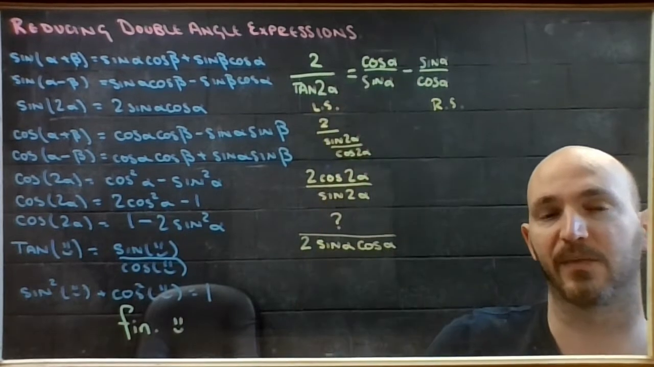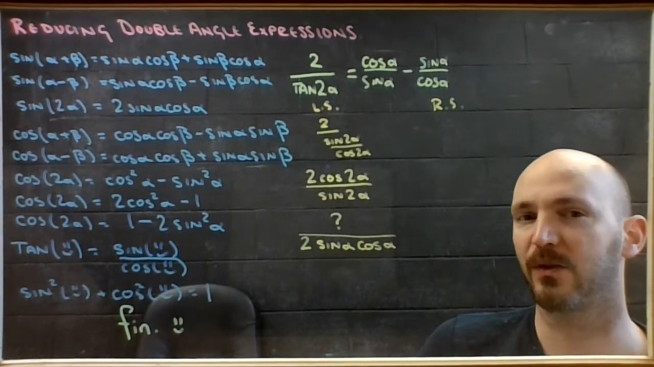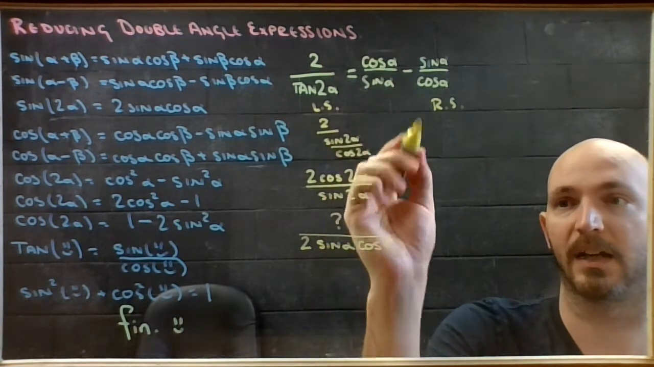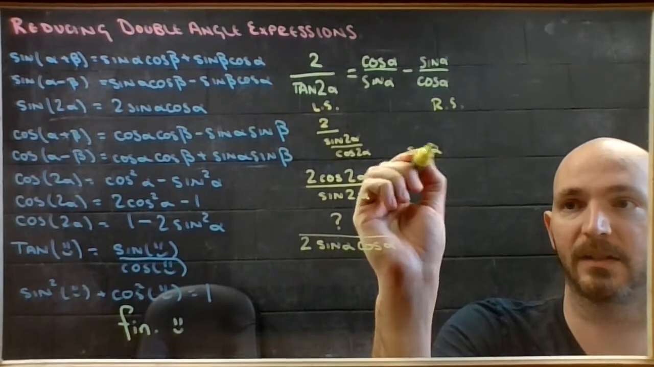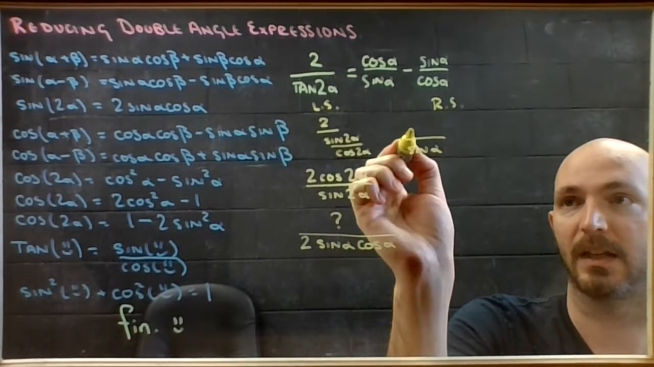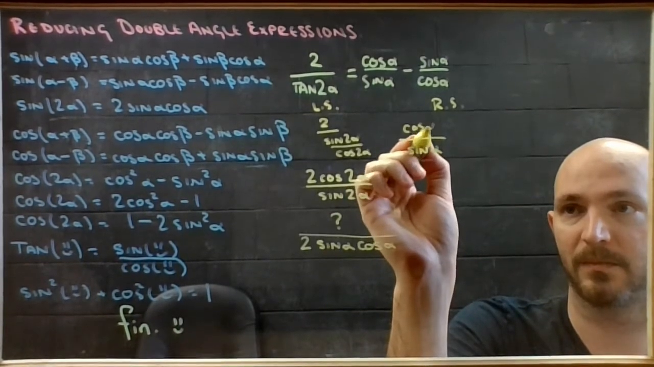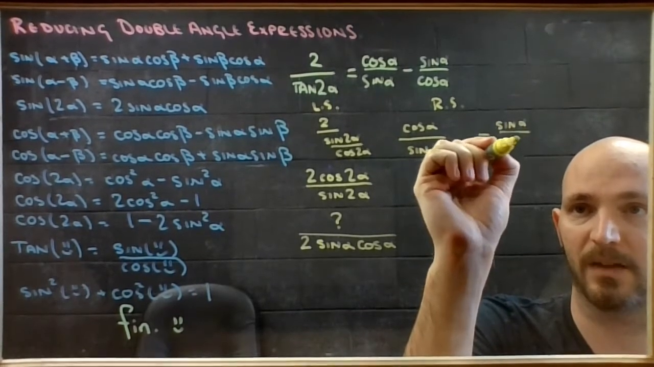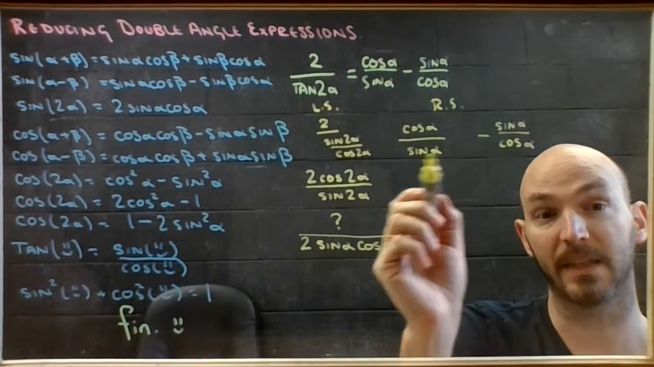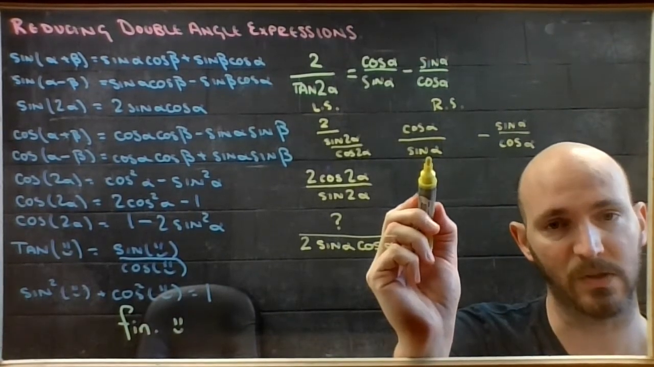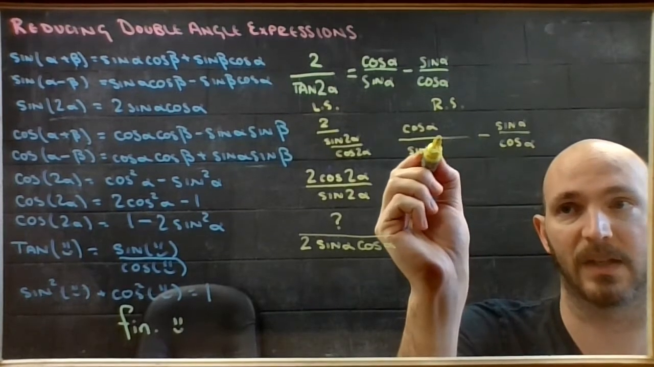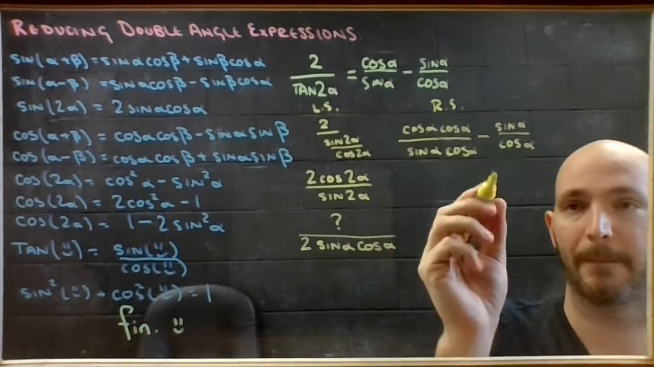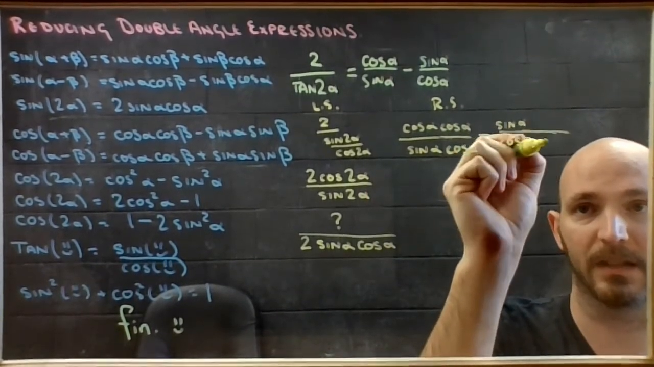I have a fraction minus a fraction, and you can't do that unless you have a common denominator. So we're going to use a common denominator on this thing. I already have a sine alpha in the denominator here, and I have a cos alpha on top, and I have a sine alpha on top and a cos alpha on bottom for this one. To make these denominators match, this one needs a cos, this one needs a sine. So I'm going to do that. I toss in a cos alpha on top and bottom, and I'm going to toss in a sine alpha here.